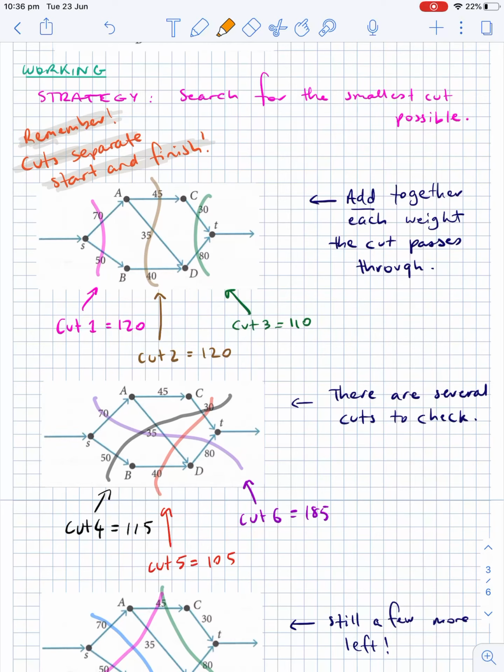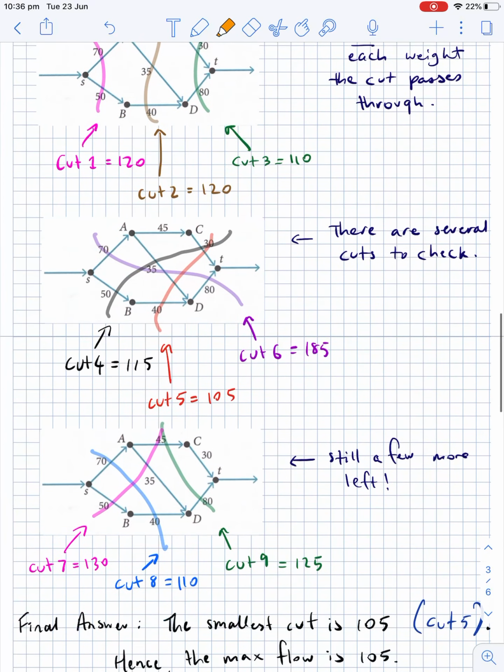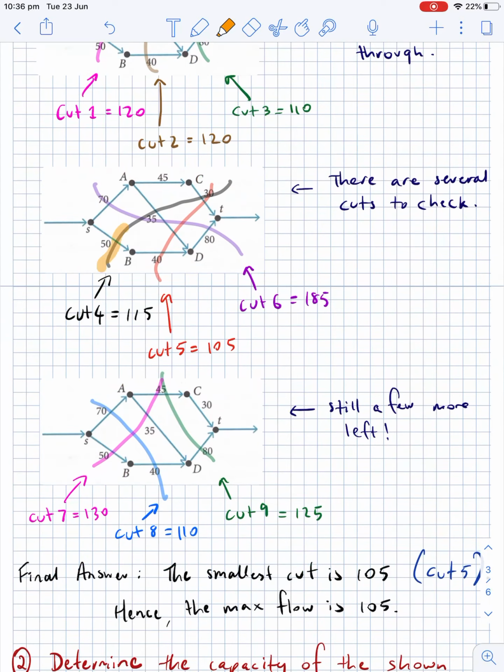But we have to check all the cuts. We need to find the smallest one possible, and we've only checked 3. There's more cuts to follow, as you can see here. So more different cuts. This black one cutting there, it still cuts off the source and the sink. That's going to be a cut of 115. The red one is a cut of 105, and the purple one's a cut of 185.